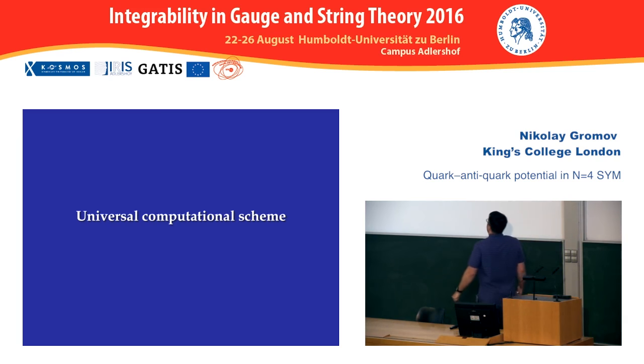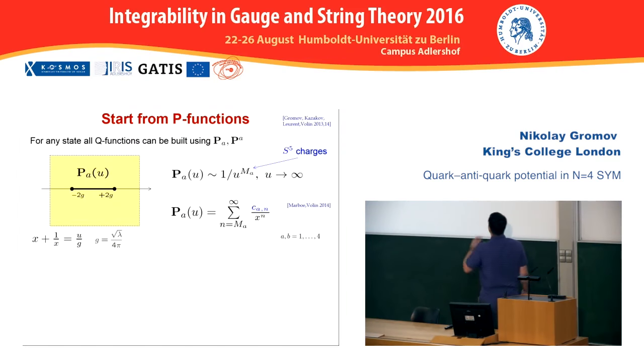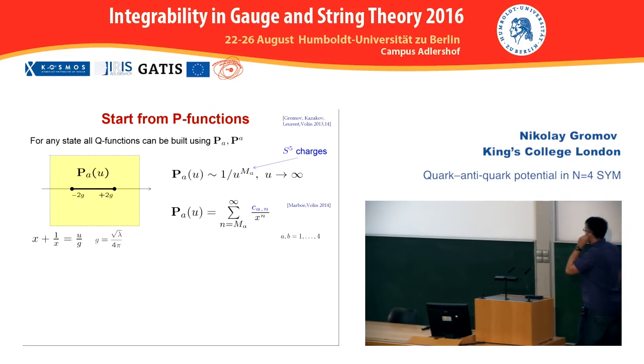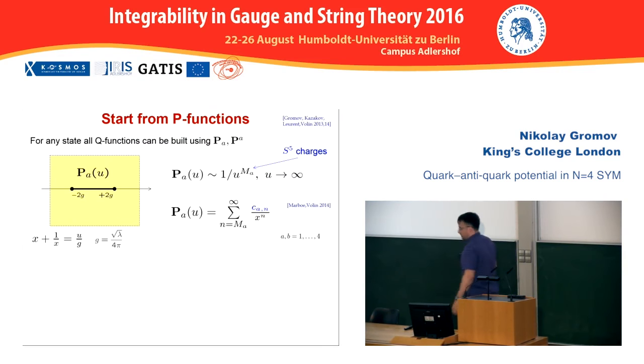Now we can take this simple idea and build a universal computational scheme out of it. We start from P lower and P upper, and we use these as our basis. It's enough to take these two functions to be able to reconstruct all Q functions. They have just this one cut, which I mentioned before, and so they can be parameterized in terms of the Zhukovsky variable. I just do a Taylor expansion in 1 over x. It's regular at infinity, because at infinity its behavior is under control; it contains just the charges. After that, you just Taylor expand around infinity in this Zhukovsky variable.